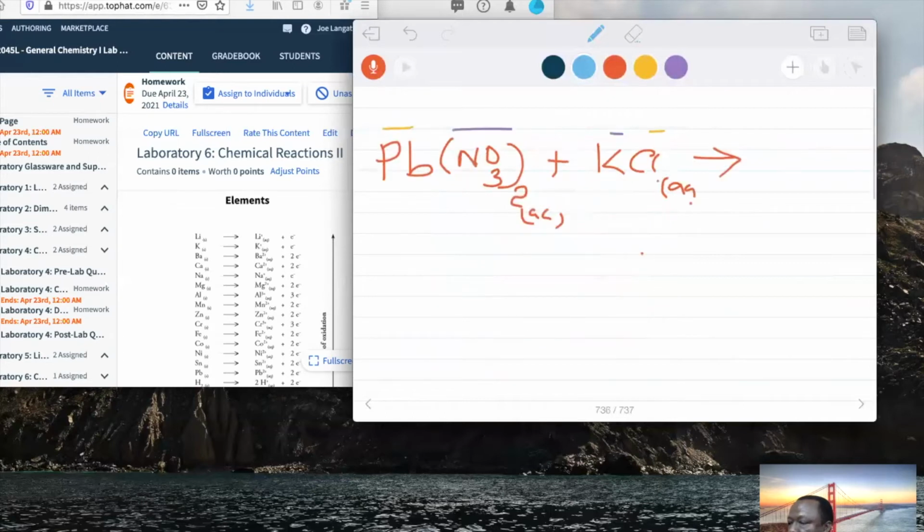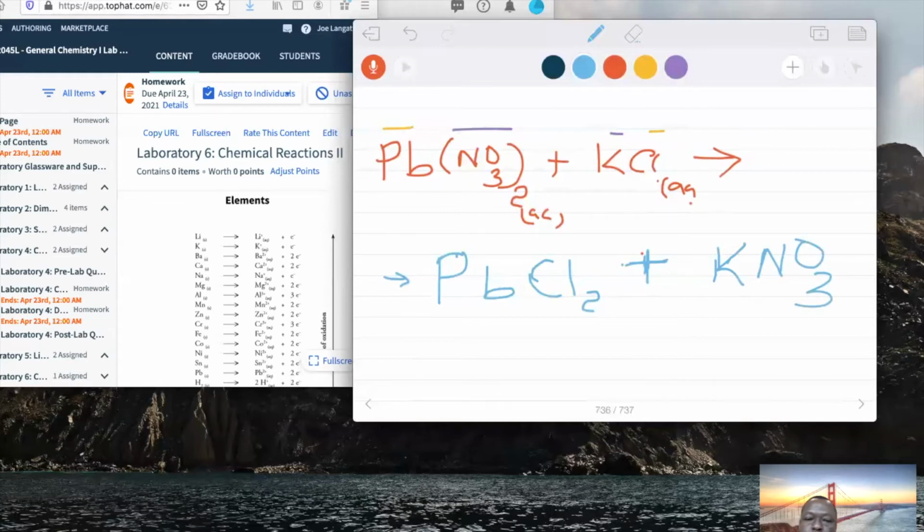So lead II will form on this side. This is one of the products, lead II chloride, plus what? Potassium nitrate. You don't need to memorize, it's just by using the crossover rule, not the solubility rules.